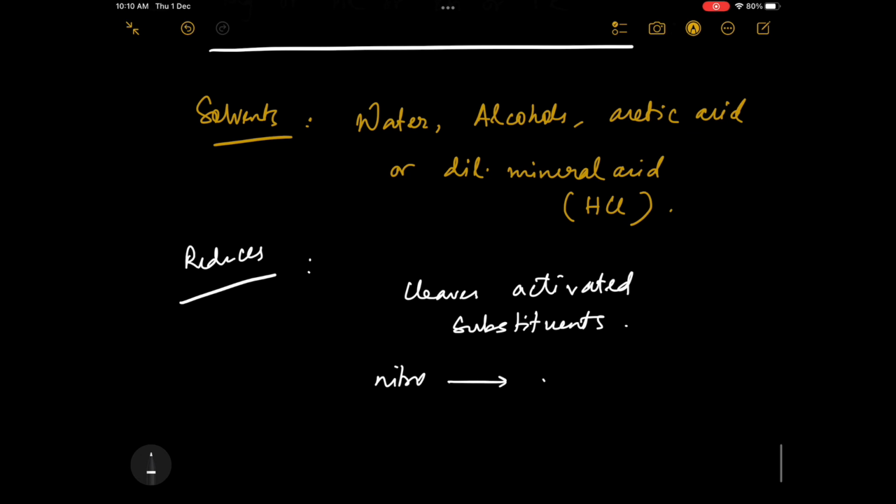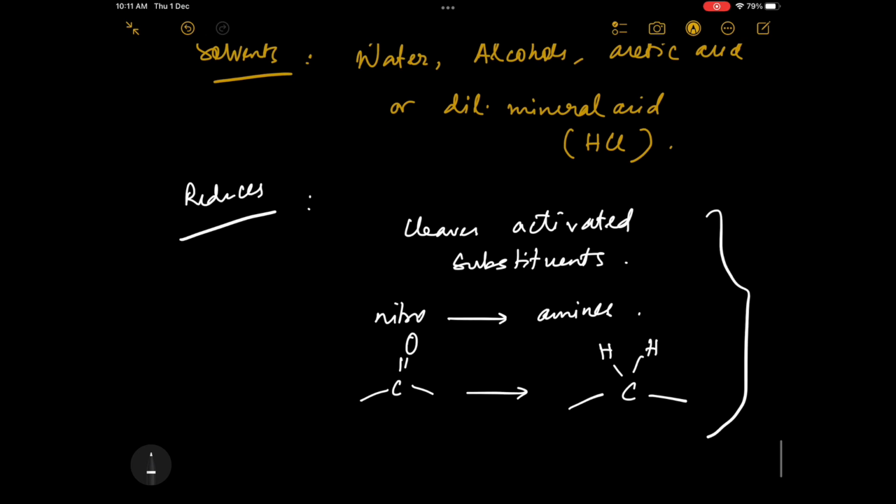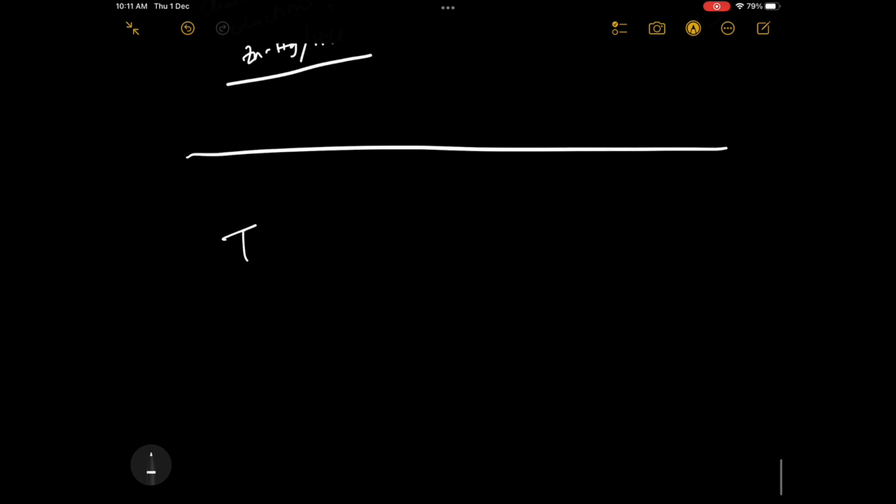It cleaves activated substituents, nitro is reduced to amines, and C double bond O is reduced to CH2. As I said, the C double bond O to CH2 is a name reaction known as the Clemmensen reduction. The Clemmensen reduction is performed by using zinc amalgam, zinc in mercury amalgam, and dilute HCl.